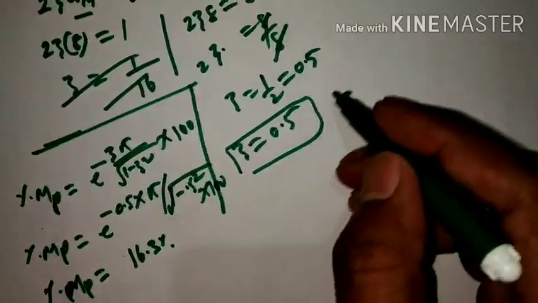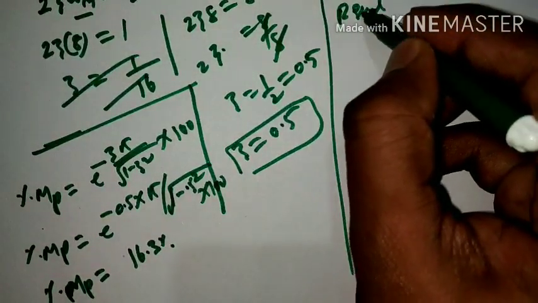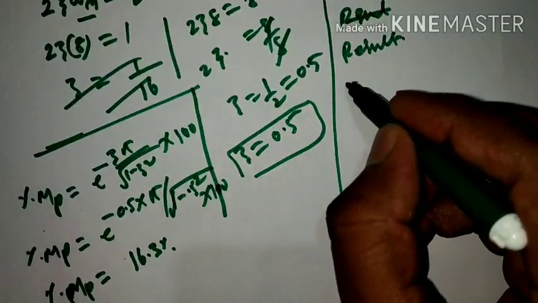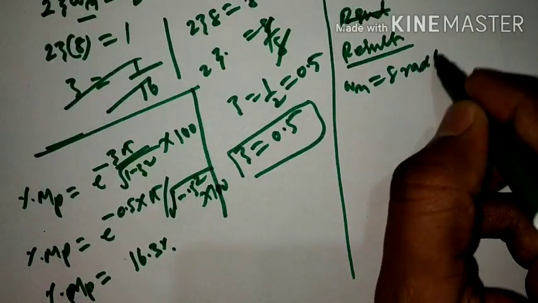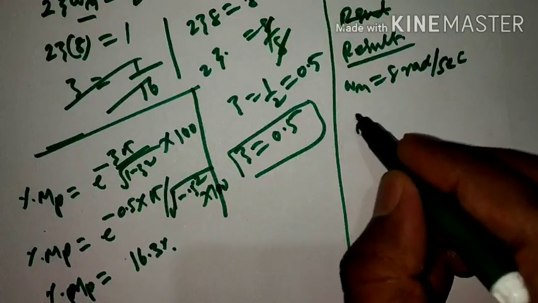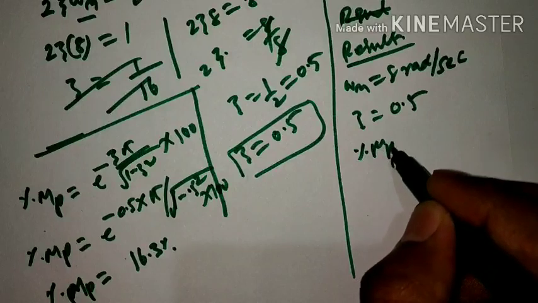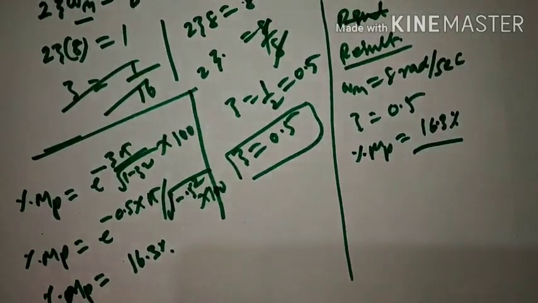So see the result here, the result I am going to write here. Result is omega n is equal to 8 radians per second, and damping ratio is equal to 0.5, and the maximum peak overshoot is equal to 16.3 percentage. So this is the answer.